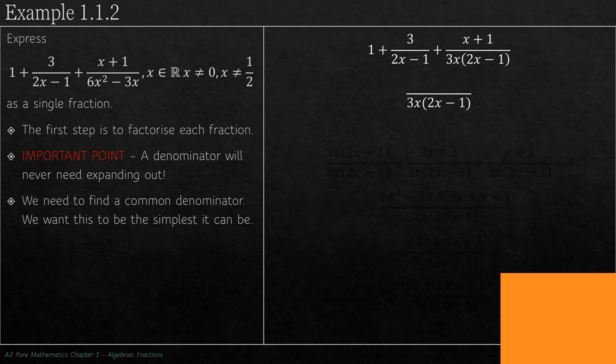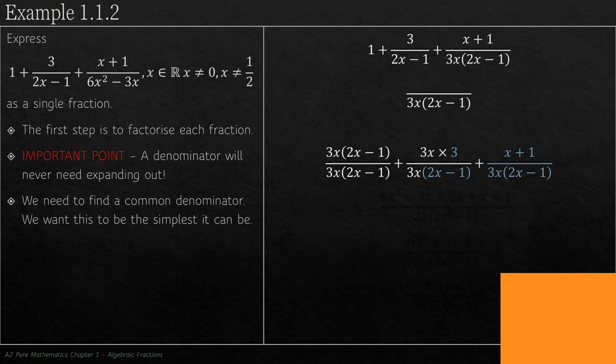So we need to work out what each of these fractions is going to look like, and it's just a case of spot the difference really. This one doesn't have a 3x or a 2x minus 1, so it needs both of those multiplying into that denominator, therefore they need to go on the numerator as well. When we look at this second fraction, it already has a 2x minus 1, so the bit it's missing is 3x. So I need to multiply numerator and denominator by 3x. The bit in blue is what was already there. When you look at the final fraction, the denominators match, so I do not need to change it. So this is what we end up with.